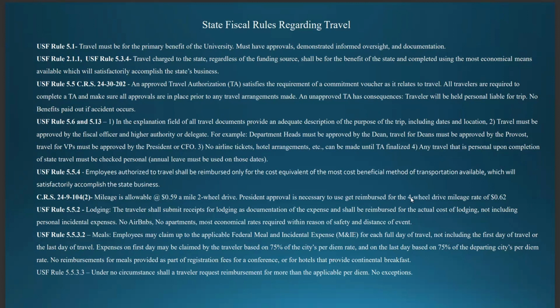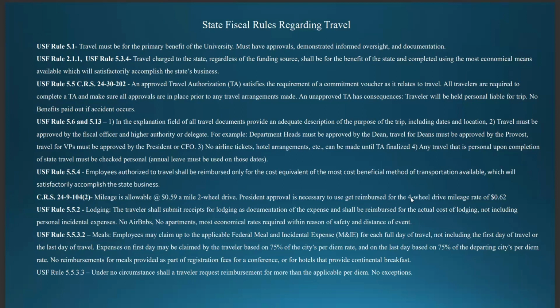Mileage is allowable. It's actually 60 cents a mile for two-wheel drive now. Presidential approval is necessary to be reimbursed for the four-wheel drive mileage, and that rate is now 64 cents. So if you're driving in a snowstorm and you do use your actual four-wheel drive, we will reimburse you for it, but you have to explain yourself and get presidential approval and all of this stuff for four-wheel drive.